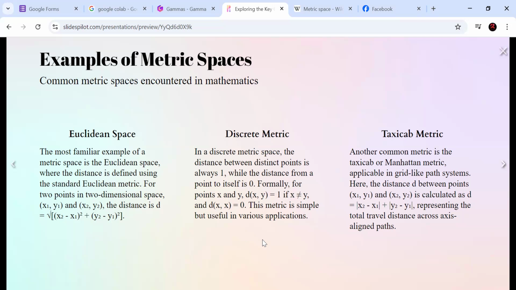तो फार्मली हमारे पास दो सिचुएशन बनेंगे. अगर x not equal to y होगा तो हमारे पास डिस्टेंस 1 के इक्वल होगी. अगर x is equal to y हो गया तो देन हमारे पास डिस्टेंस जो है वो 0 होगी. This metric is simple but useful in various applications. इसकी एप्लीकेशन के ऊपर, डिफरेंट एप्लीकेशन के ऊपर हम देख भी लेंगे.